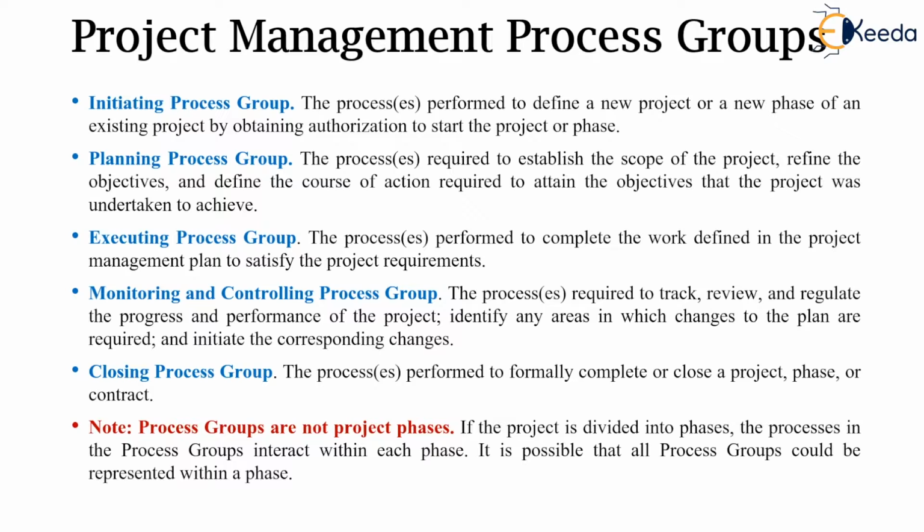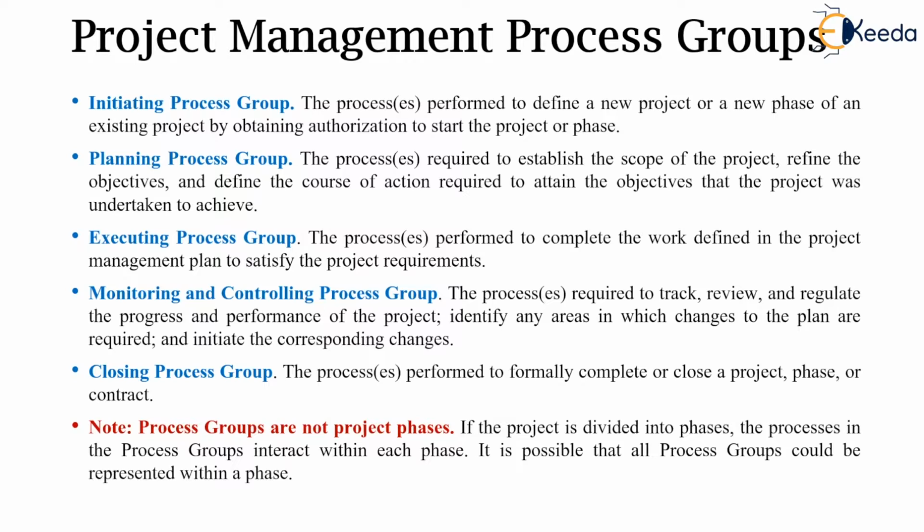There are 5 project management process groups, that is, initiating process group, planning process group, executing process group, monitoring and controlling process group, and the closing process group. So, the processes performed to define a new project, a new phase, or an existing project by obtaining the authorization to start the project is called the initiating process. This initiating process is majorly governed by the preparation of the project charter.